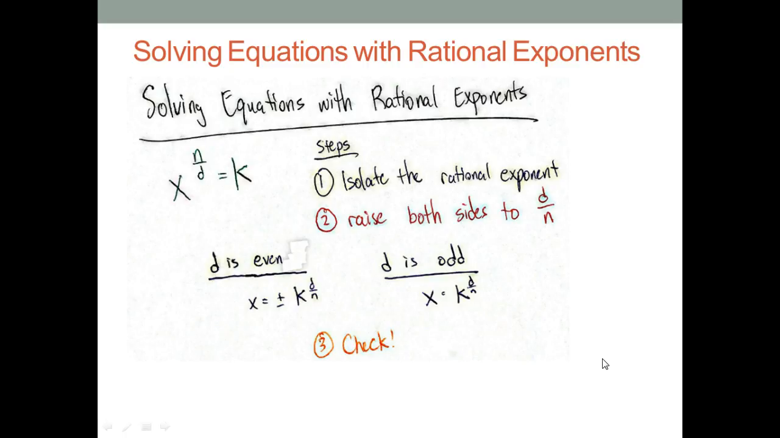Now, when we are solving equations with rational exponents, rational just literally means fraction. So I could have crossed this out and said fraction, but it's the same thing. The book uses M and D, and I get real confused, so I just change the letters to N and D, because N stands for numerator and D stands for denominator. So the steps here are we're going to isolate the rational exponent and raise both sides to the reciprocal. And then we have to check our answer because these could also result in extraneous roots.